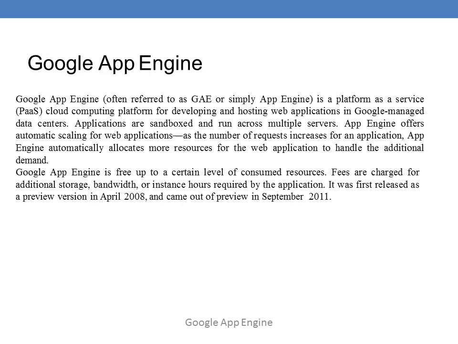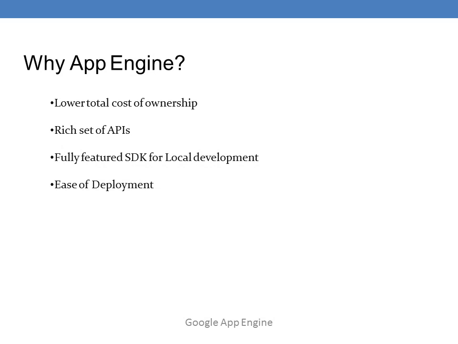App Engine offers automatic scaling for web applications. As the number of requests increases for an application, App Engine automatically allocates more resources for the web application to handle the additional demand. Google App Engine is free up to a certain level of consumed resources. Fees are charged for additional storage, bandwidth or instance hours required by the application. It was first released as a preview version in April 2008 and came out of preview in September 2011.